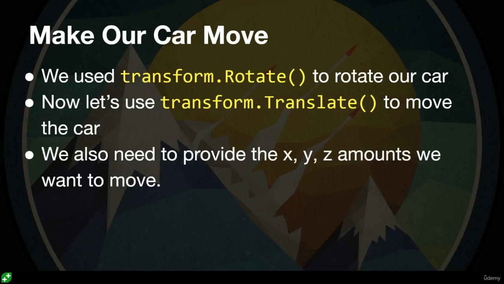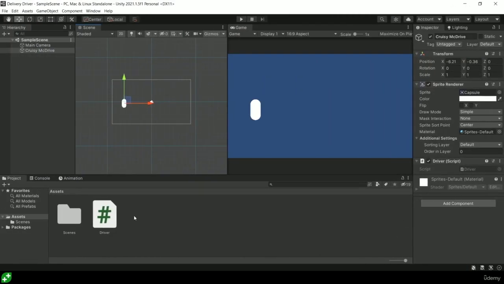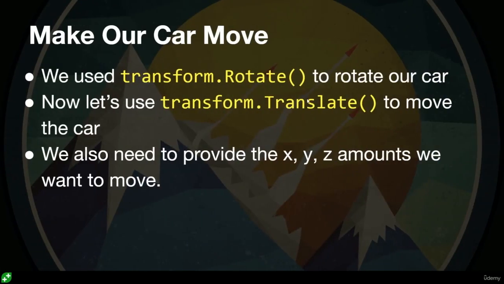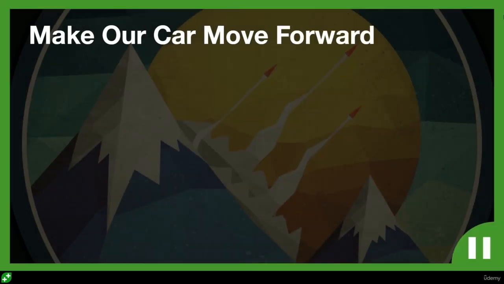We also need to provide the X, Y, and Z amounts we want to move, just like we did in rotate. Let me jump back to rotate over here by opening up my driver script. In rotate, we needed an X, a Y, and a Z value in there in terms of how much to rotate. We need to do the same for translate. And I'm going to give this to you as a challenge, but first I'm going to comment out our rotation so that we are only focusing on the translate for the moment. We'll uncomment this after we've done translate, and I want you as a challenge to make our car move forward.